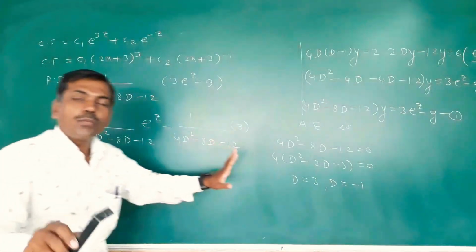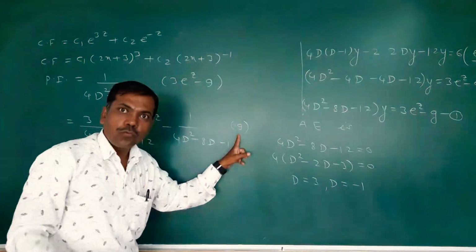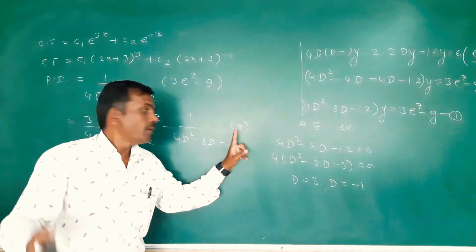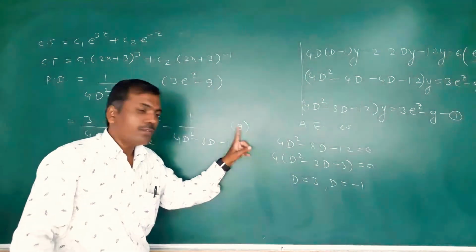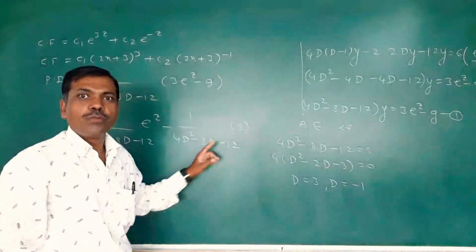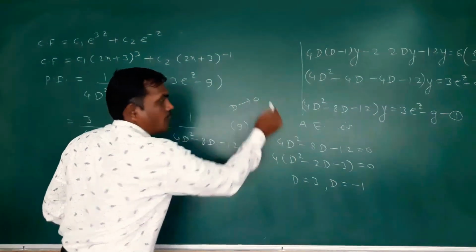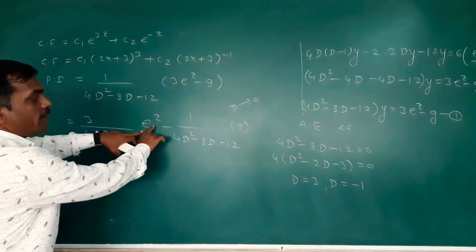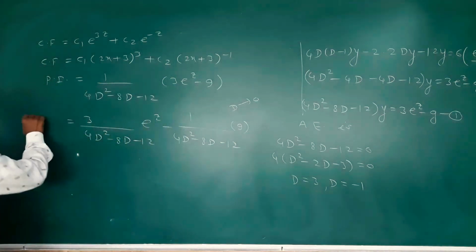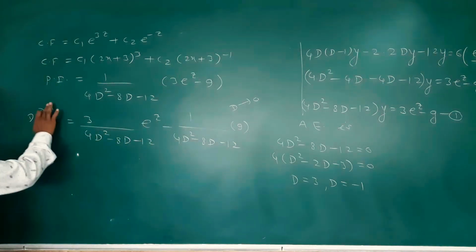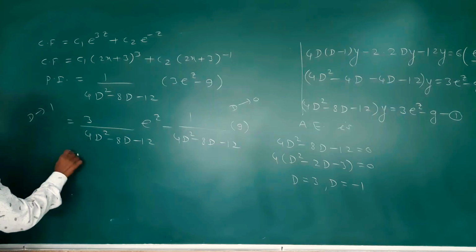What is our shortcut method for a constant? For a constant, the replacement is to replace D by 0. In place of D we are going to substitute 0. And what about this? Replace D by 1. Okay, so write down 1 here.